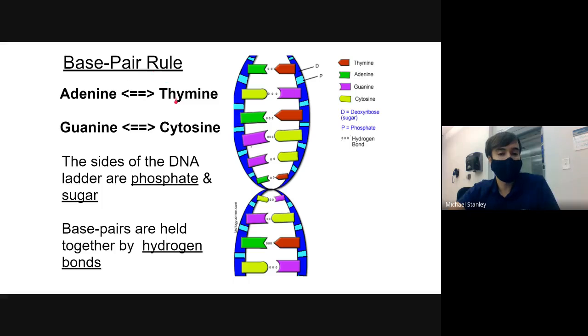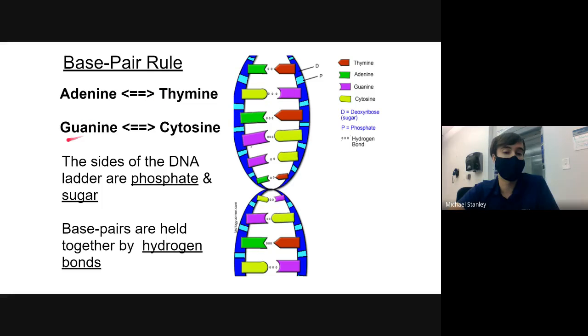So adenine and thymine, A and T, they always meet up with each other. So wherever you have an adenine on one side of the DNA, you'll have a thymine on the other side. And same thing flip-flopped. If there was a thymine on this side of the DNA, you'd have an adenine, an A, on the other side.